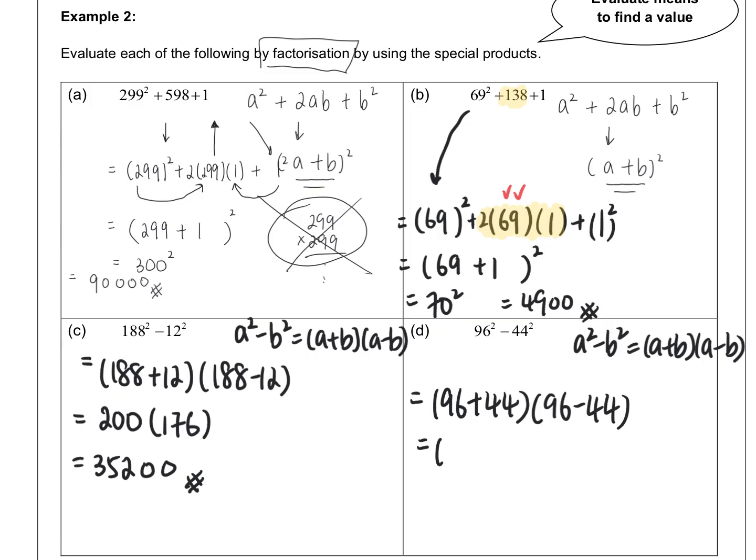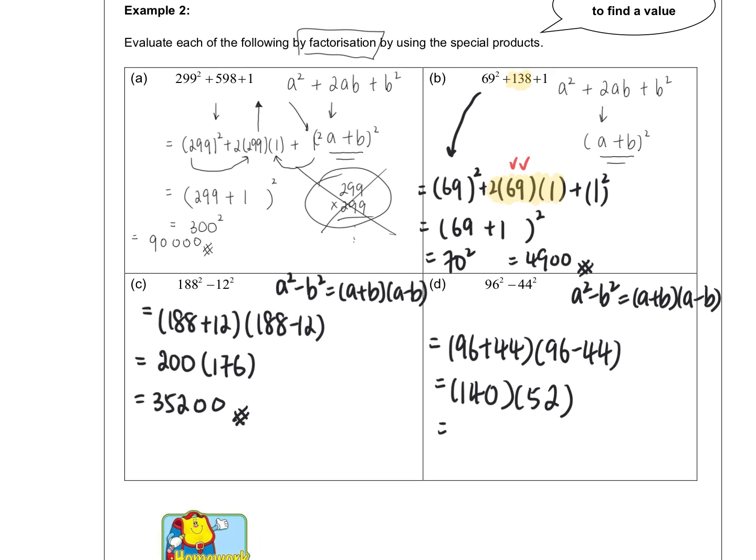This one is what? 140, is it? This one is 52. So this one, what is it? What do you get?